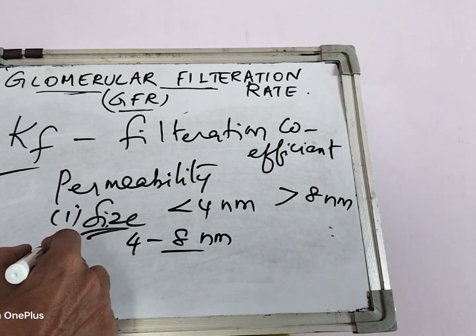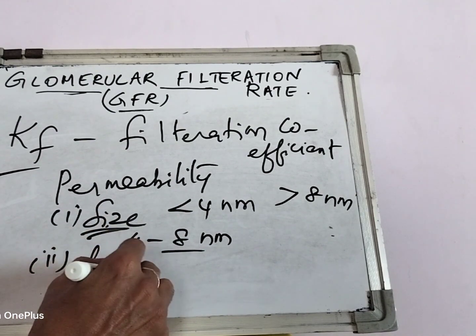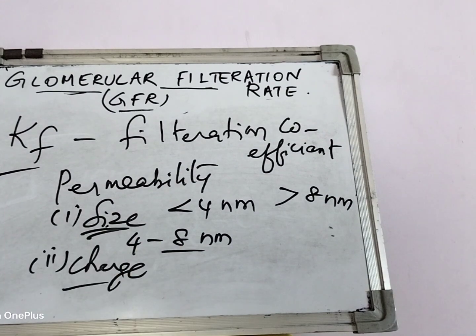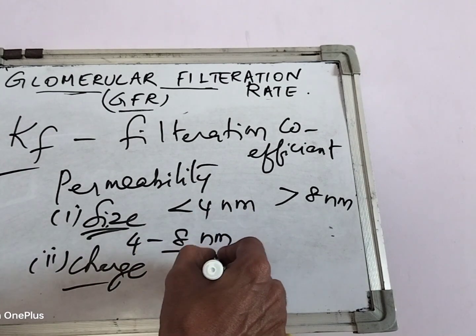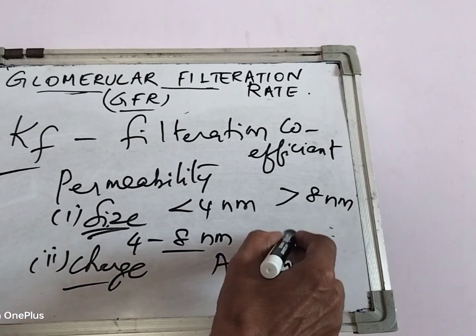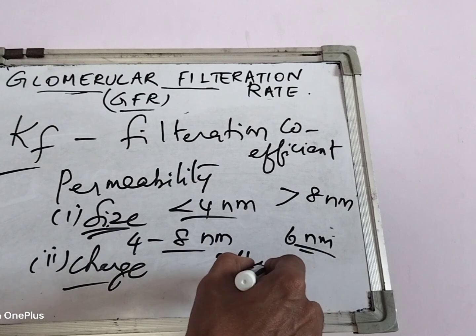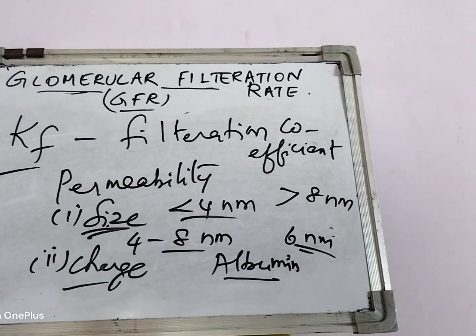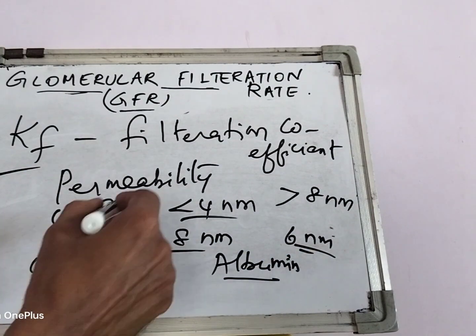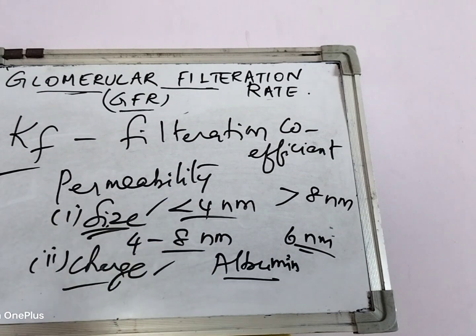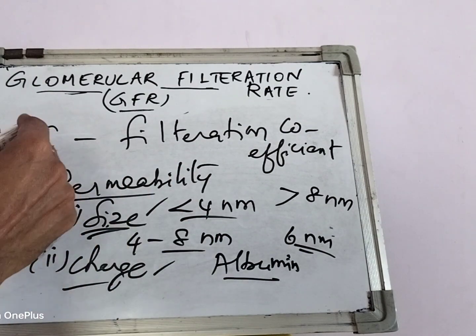So one is the size, and the second is the charge of the particle. The basement membrane is negatively charged, so if a particle is negatively charged, it will be repelled by the basement membrane. For example, albumin is a plasma protein whose diameter is 6 nanometer only, somewhere near the 4 nanometer. But still it is not filtered because albumin is negatively charged. It is not able to pass through the basement membrane, so it is not filtered. So one is the size of the particle, the other is the charge of the particle. This decides the capillary permeability, which is one factor governing the KF.